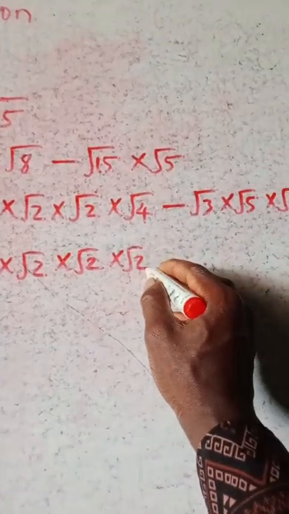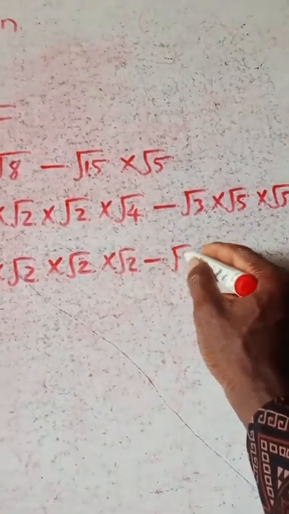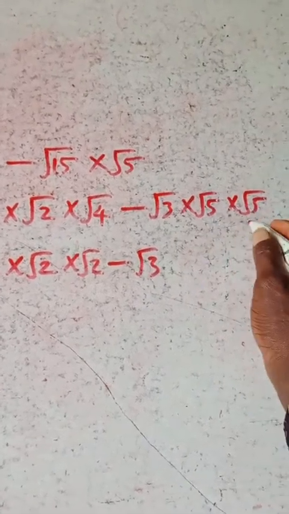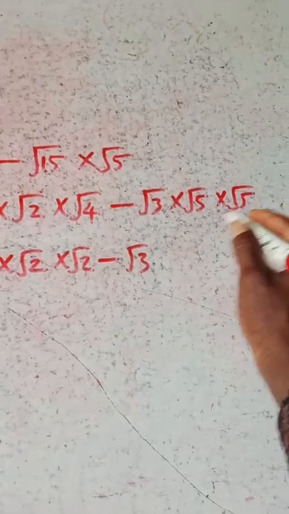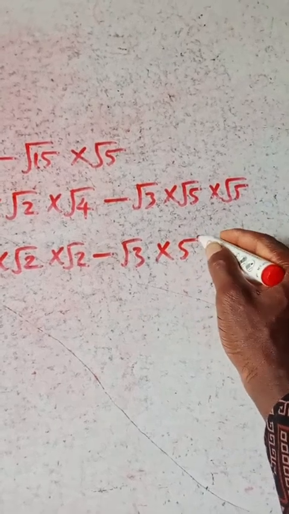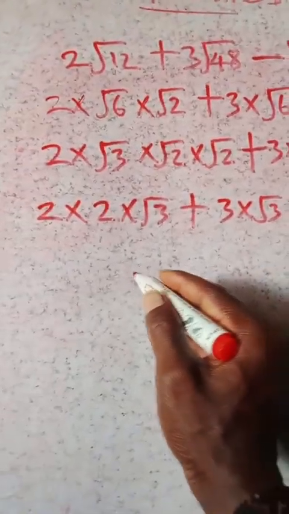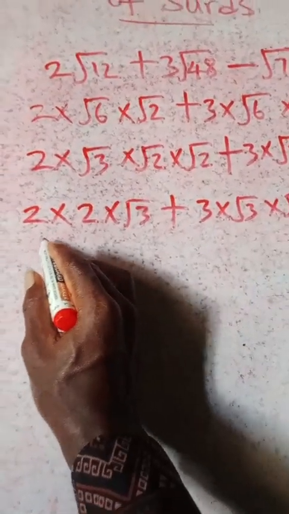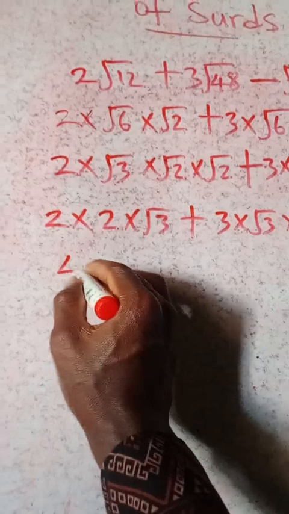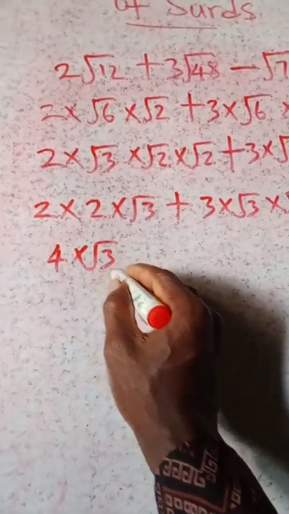Okay, all right, then minus, here we have root 3. These two roots are the same, so we'll multiply them. When the roots are the same and you multiply, it is just a number, so it will be what? Root 5 times root 5, which is what? 5. Okay, then we'll come back again and say that 2 multiply 2, it will be what? 4 times what? Root 3.